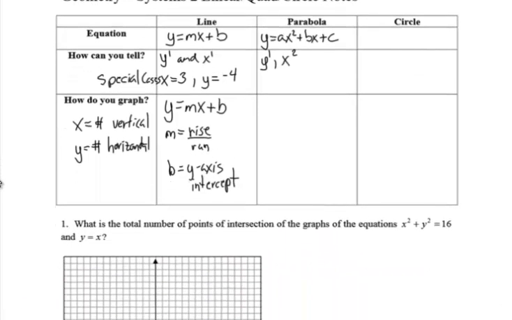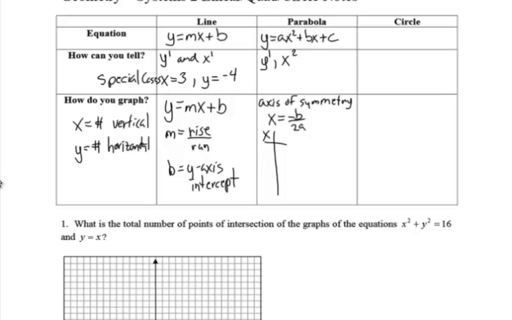So how are we going to graph a parabola? Well, we like to find the axis of symmetry. The axis of symmetry is going to be helpful to us. And remember that formula: x equals negative b over 2a. From negative b over 2a, that gives us the middle.